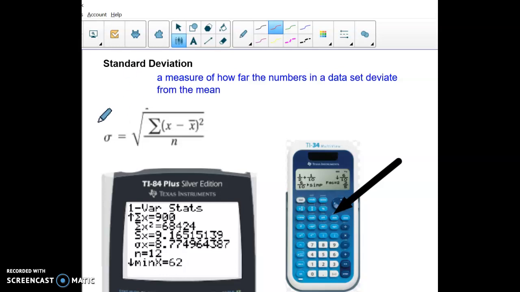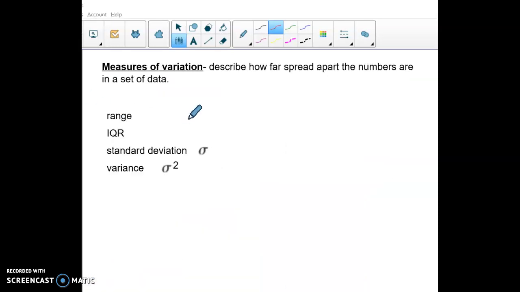And here's a more mathematical definition if you want this. I like mine: it's just how it measures how far they're spread out from the mean. That's how I like to say it. Here's a little formula, but realistically, your calculator is doing that when you do your one variable statistics. You just got to know which one to read off of there. It's a kind of summary of variation, just how far the numbers are spread out.